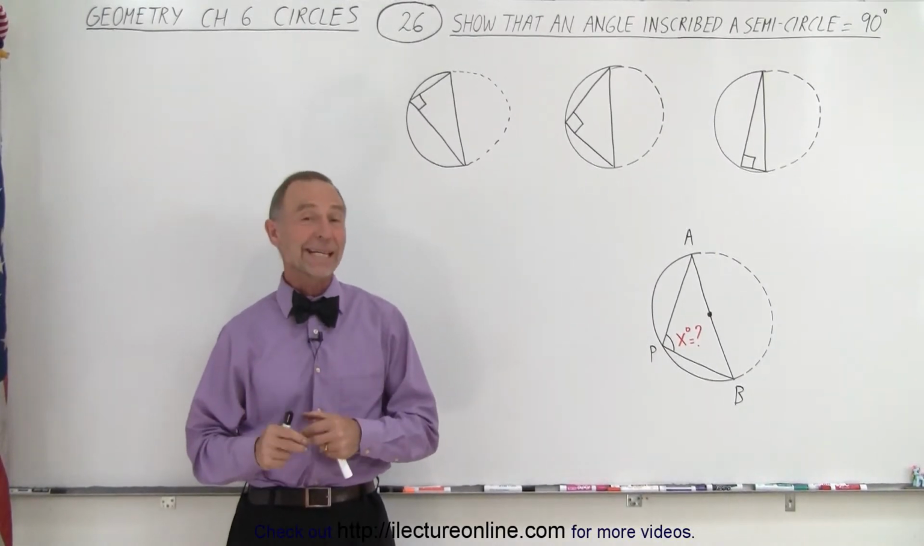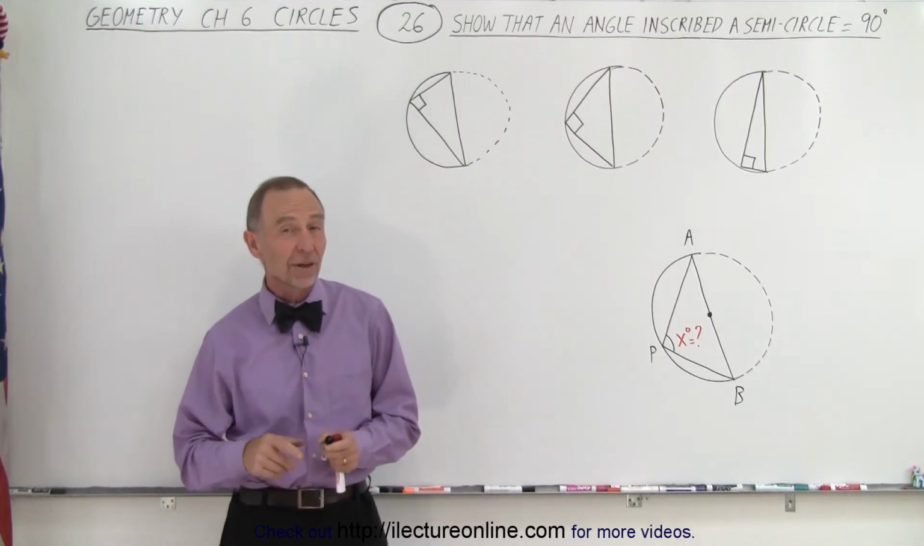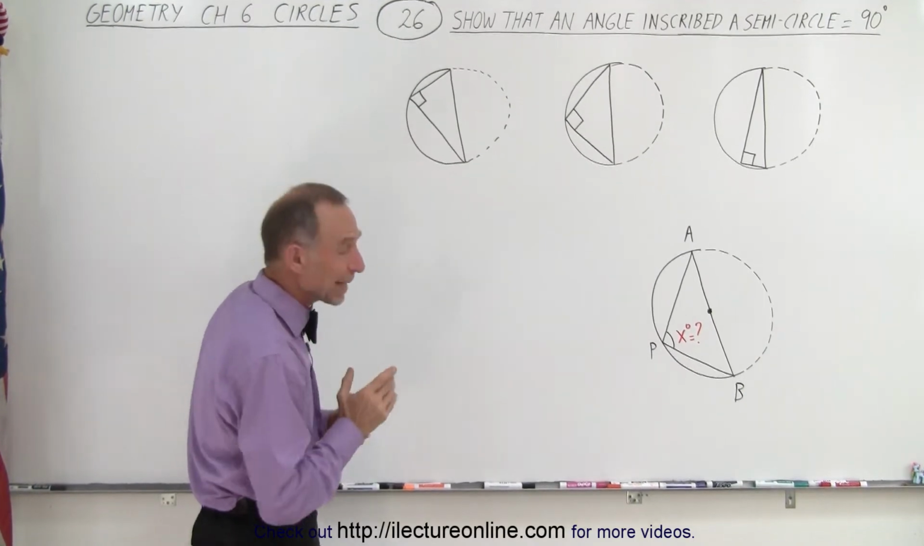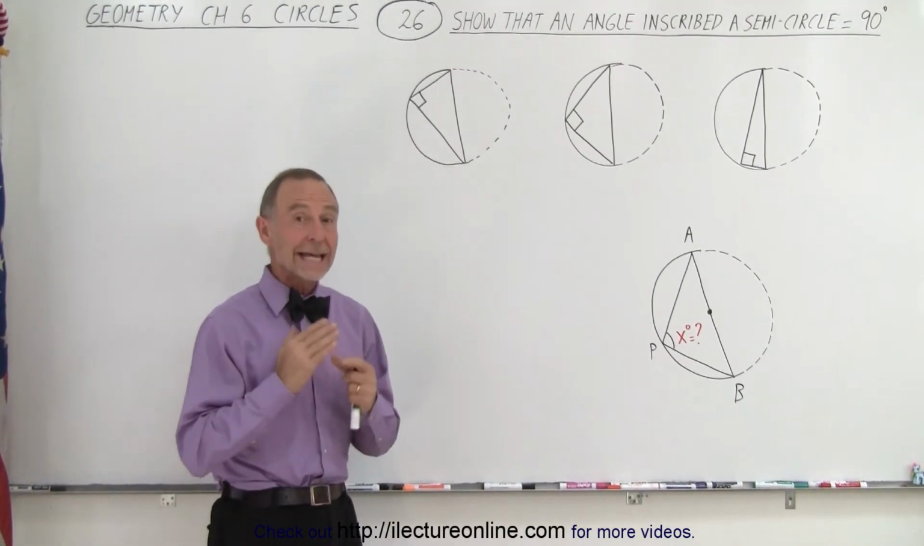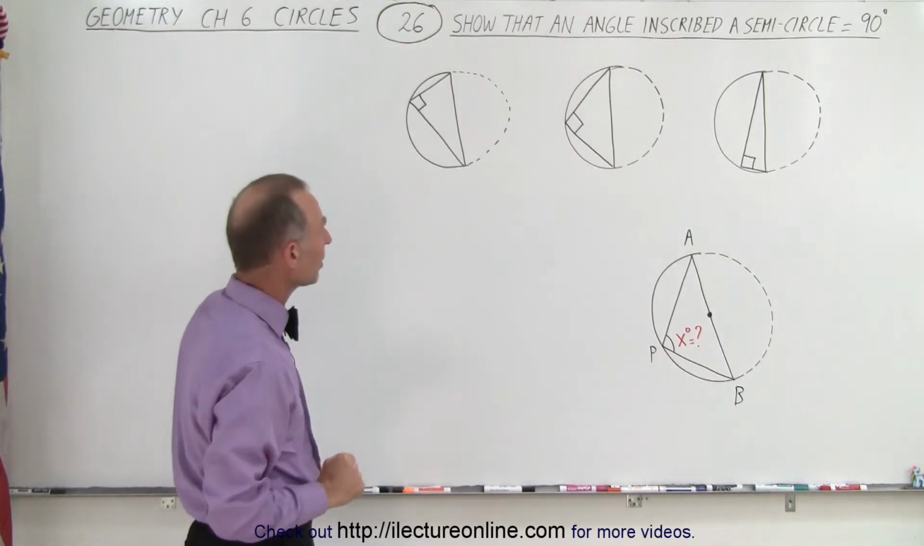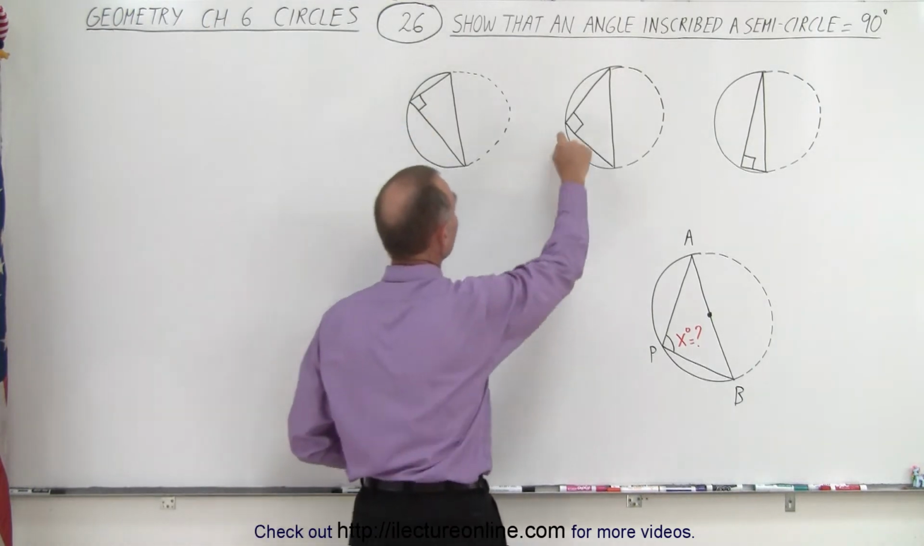Now here we have a really interesting concept, and after we think about it, it makes a lot of sense. But notice that if we have an angle that is inscribed in a semicircle, the angle will always be 90 degrees. It doesn't matter where you place the point on the edge of the semicircle.